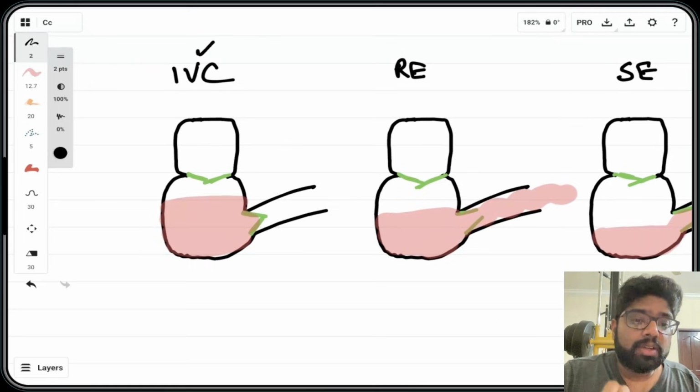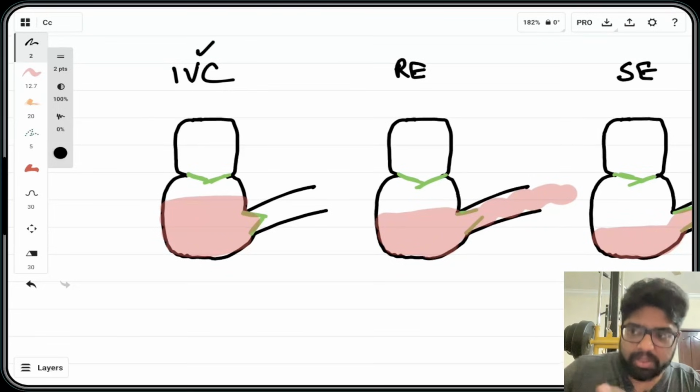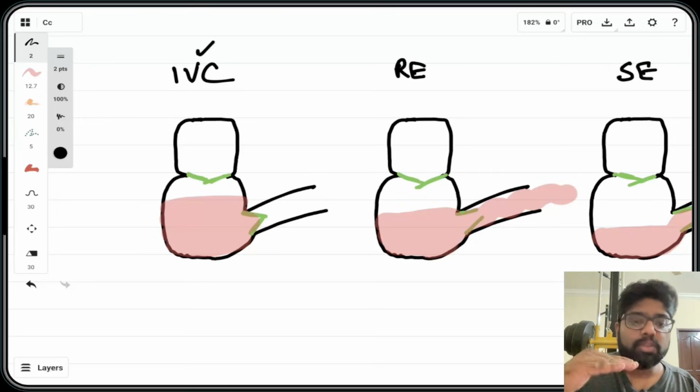Meaning the ventricle is ready to contract. So we are going to talk about the beginning of systole. The ventricle has already finished diastole, finished relaxation. It has received blood from the atria. It is filled to the brim with blood, and now it is ready to contract.